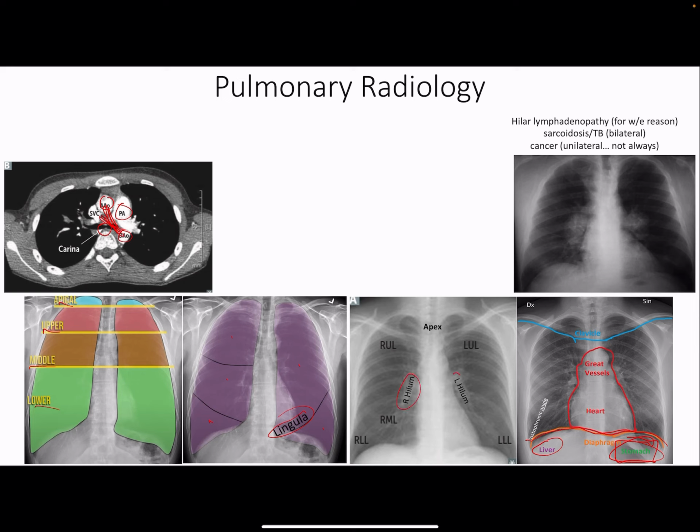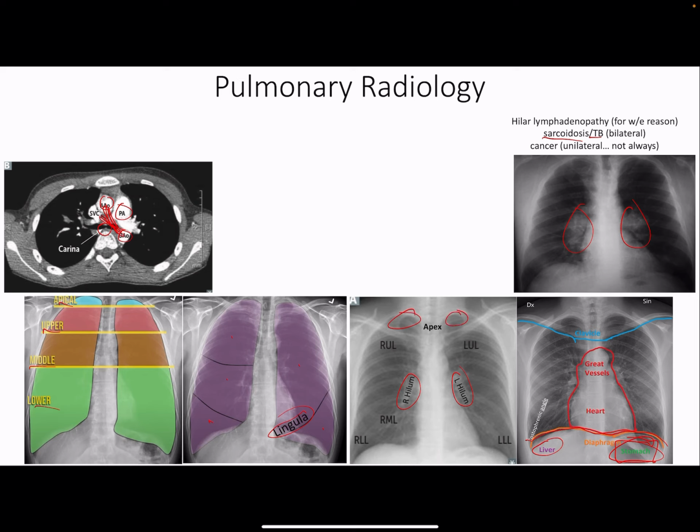The right hilum and the left hilum are two lymph nodes that are commonly going to be swollen and visible on a chest X-ray. If it's bilateral, it's probably sarcoidosis or tuberculosis. If it's cancer, it's probably unilateral, but it could be bilateral if it spreads to both.